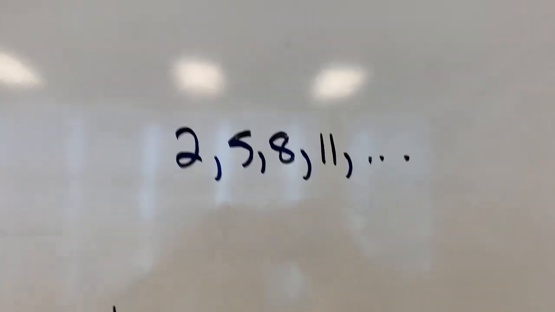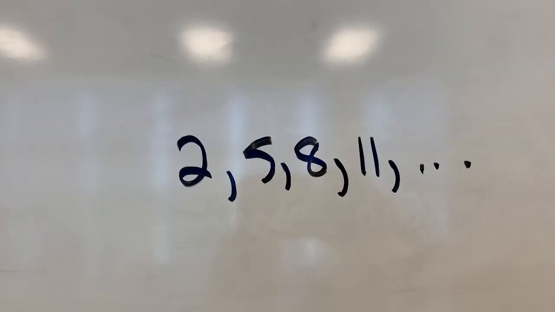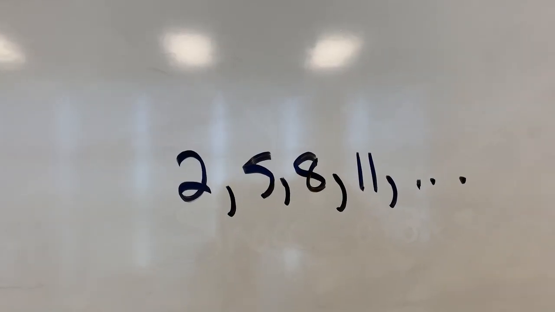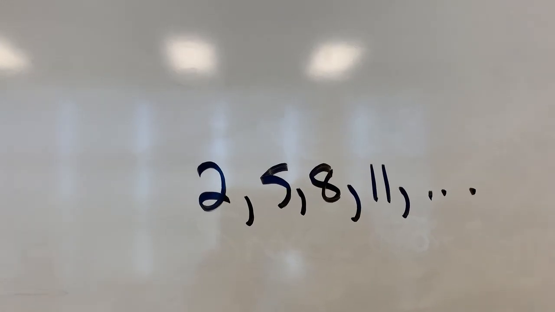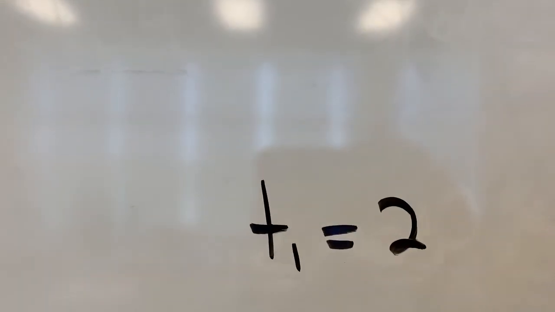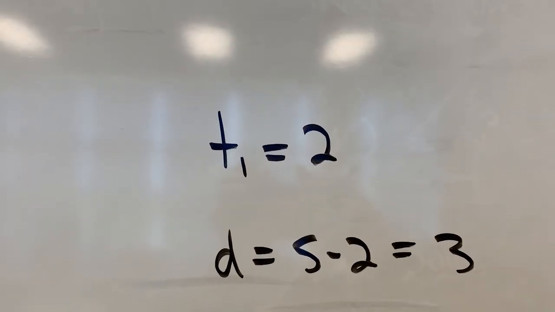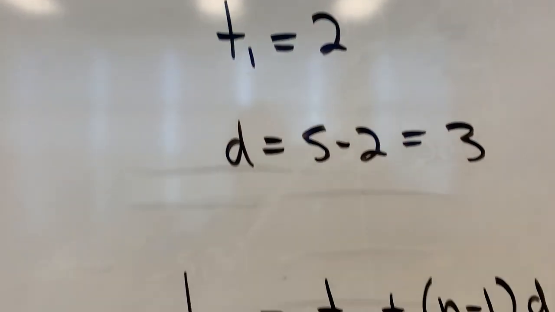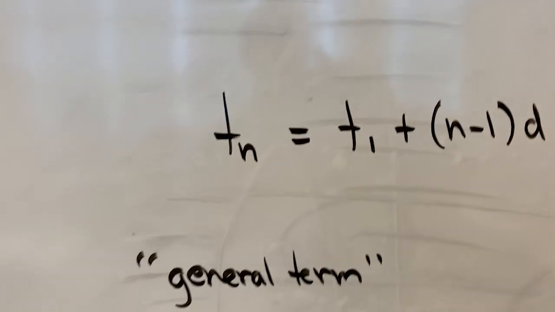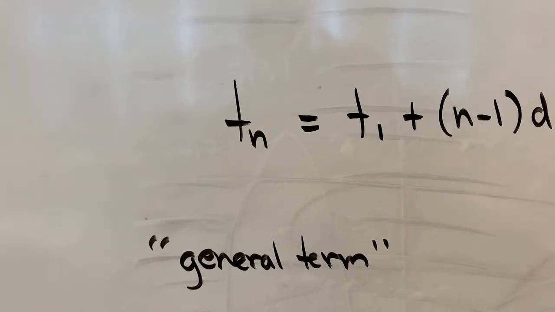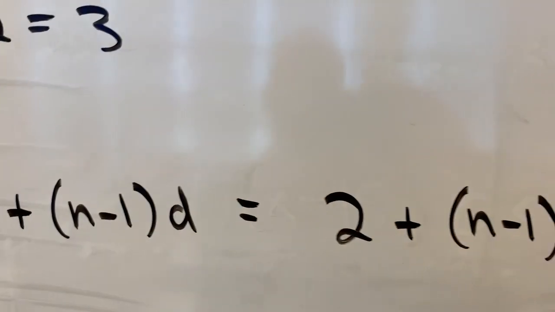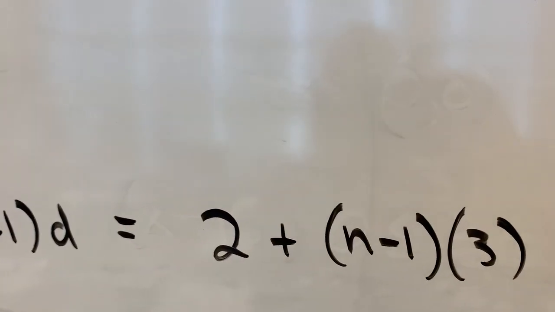So here's a simple example sequence we saw in an earlier example, 2, 5, 8, 11. I can see there is a common difference. It's going up 3 every time. I see that term 1 is 2, and the common difference is 3. If I know those two things, I can come up with the formula, the general term as they call it. So the general term is just going to be 2 plus (n minus 1) times 3.